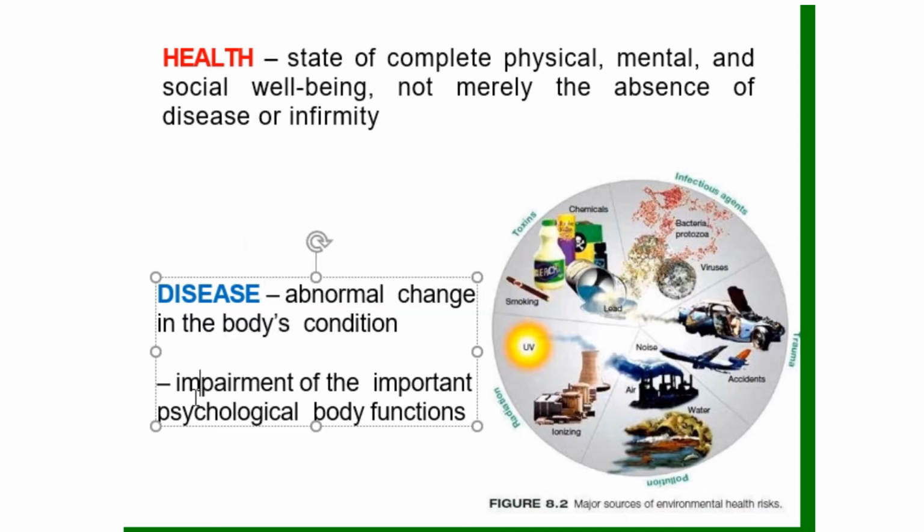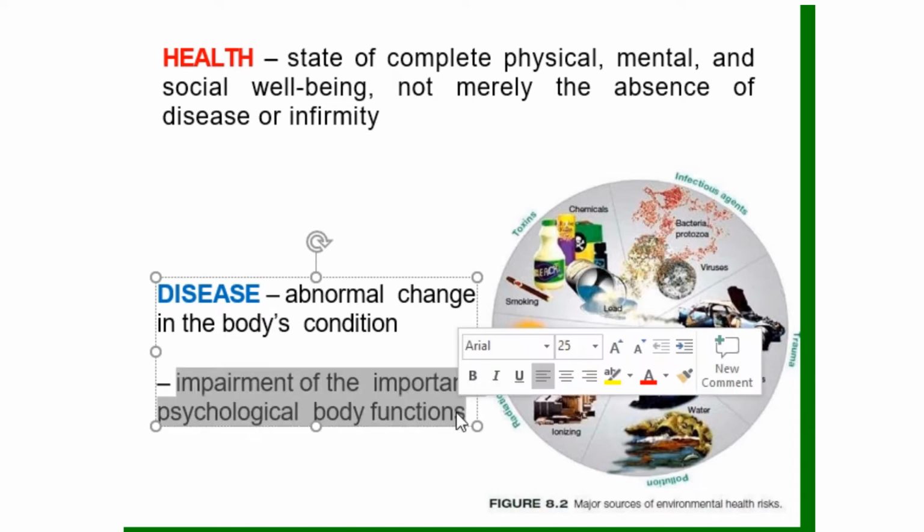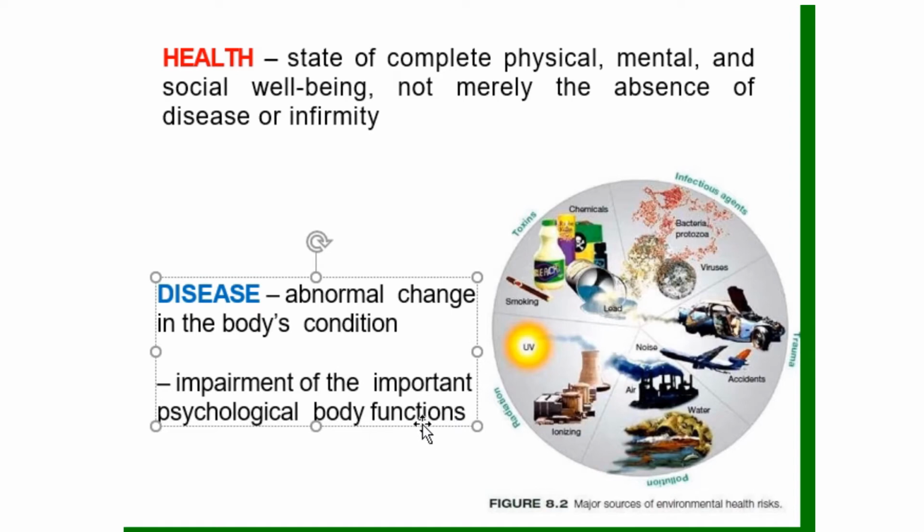In addition, disease is defined as the impairment of important physiological body functions. Having a disease is not good simply because it indicates that there is something wrong with your body. So what are some examples? We have hypertension, LBM or diarrhea, diabetes, Alzheimer's disease, goiter, etc. So there is already an impairment of your body.